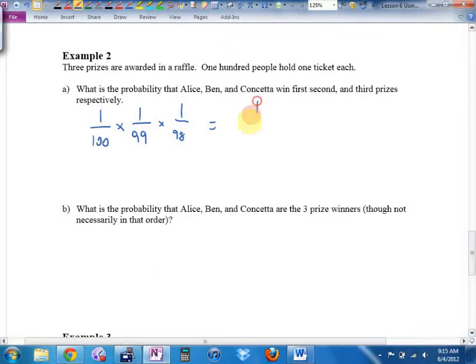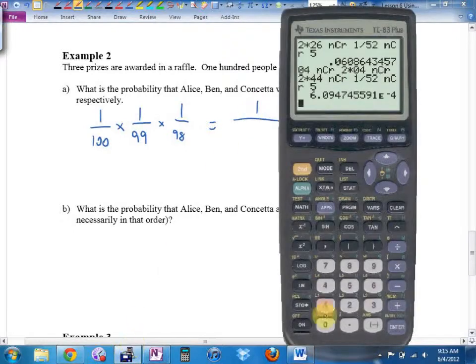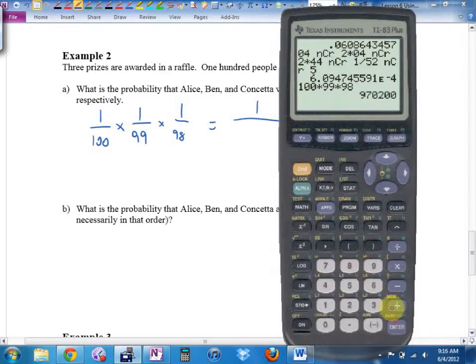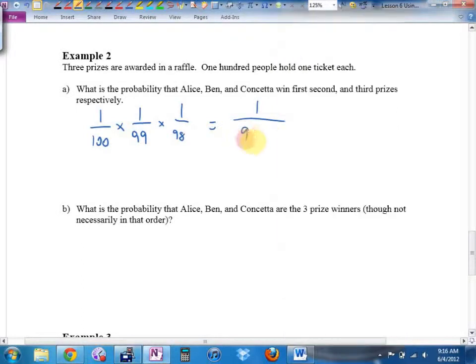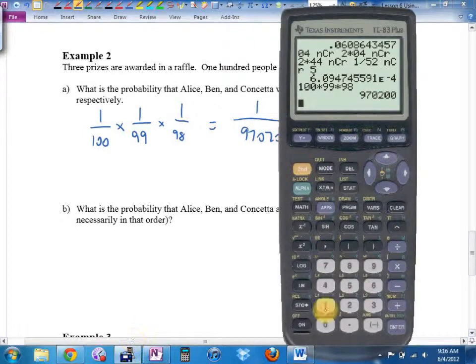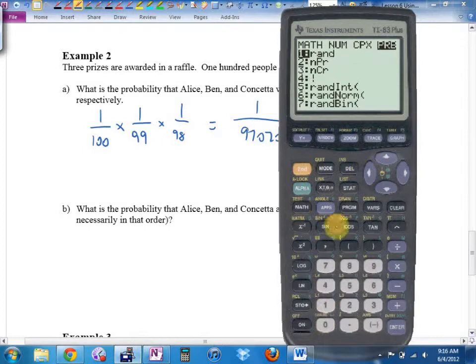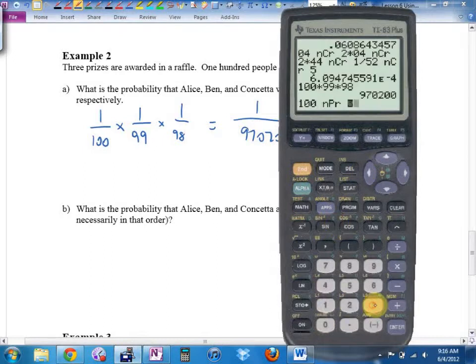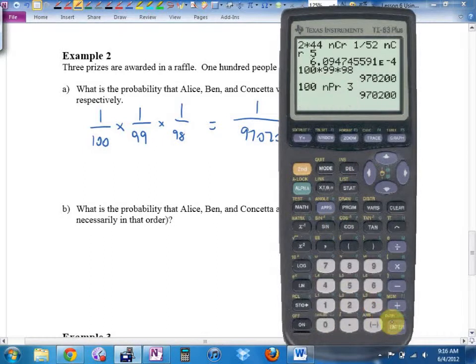Which is 1 over, I can leave this as a fraction, 100 times 99 times 98, 970,200, which is also the same as 100 permutate 3. From 100 possibilities, permutate, because the order matters, 3. I'm not going to give you a multi-step question that requires a permutation that you can't just solve by walking down the branch like we just did.